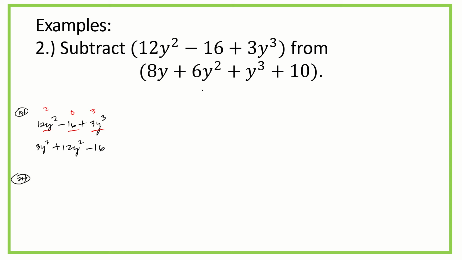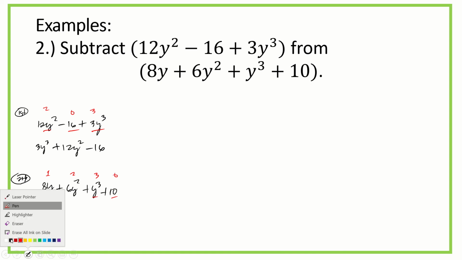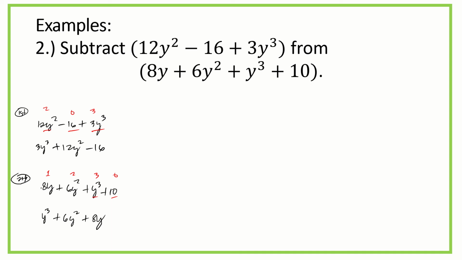Our second polynomial, the given is 8y plus 6y squared plus y cubed plus 10. This is degree of 1, degree of 2, degree of 3, degree of 0. So it's not in order, so we need to arrange them. So this will become degree of 3 first, so y cubed. Next would be the term with degree of 2, so 6y squared. Then plus 8y, degree of 1. Then degree of 0, plus 10.